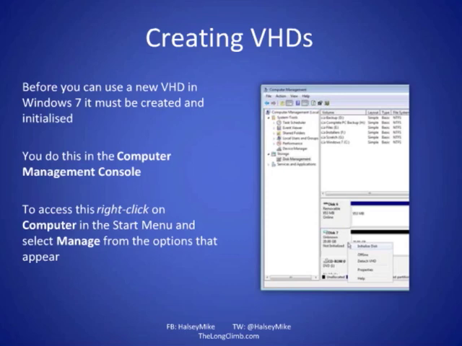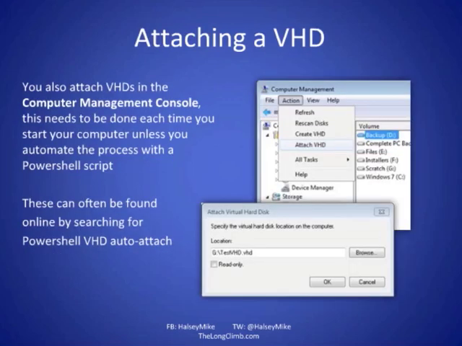You'll then want to go to the Disk Manager. You'll see a list in the left-hand column of the Computer Management Console of the various options available to you, and you'll want the Disk Manager, so you'll click on that. Once you're in there, you'll see in the menu at the top under the Action menu, you've got options for creating a VHD, a virtual hard disk, or attaching a VHD, a virtual hard disk.